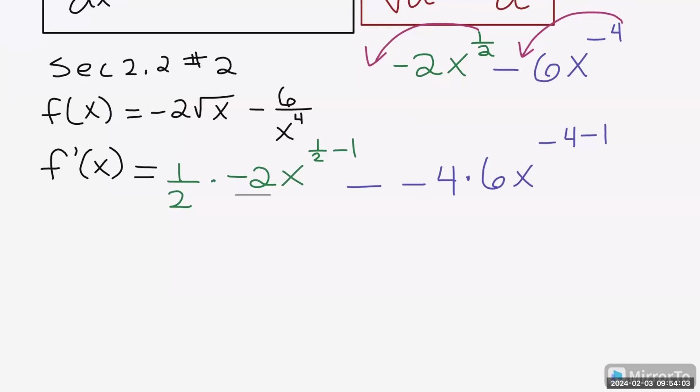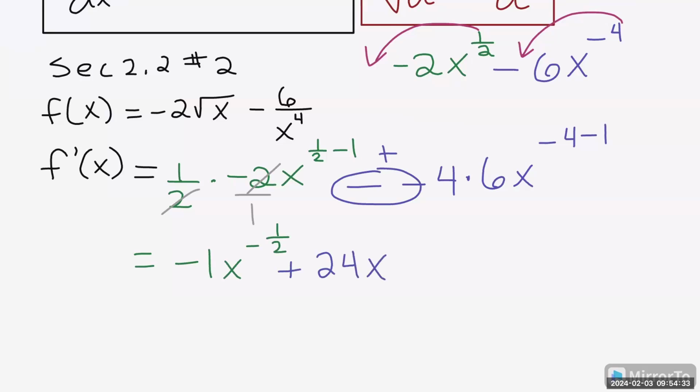So notice with the first term, the one written in green, we have 2's that we can cancel. So I'll cancel those out, and I end up with just a -1. That negative is still there. x to the -1/2, because 1/2 minus 1 is -1/2. And then notice we have a double negative here, so that's plus. And then 4 times 6 is 24. x to the -4 minus 1, that's -5.